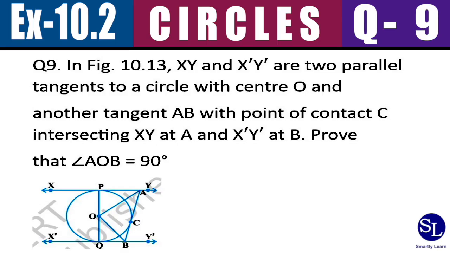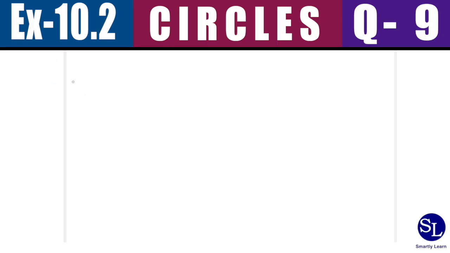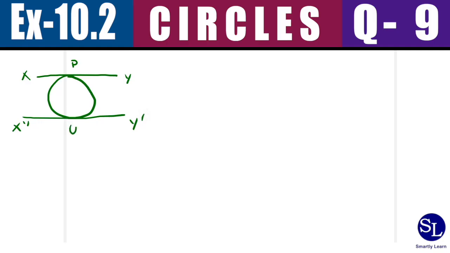So let's try to recreate this diagram. It may not be neat work, but let's just try to draw it and see. This is going to be a tangent XY, and I'm marking the point of contact as P. There's another tangent X'Y', and this point of contact I'm marking as Q. So this is POQ, where O is the center.